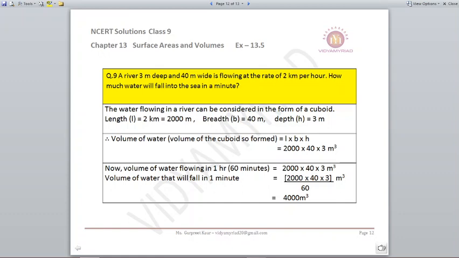Now here we are told the volume of water that is flowing in 1 hour. 1 hour means we are talking about 60 minutes. For 60 minutes, the volume of water which is flowing is 2000 into 40 into 3. But we need to find out for 1 minute. So we will be dividing it by 60. So your answer comes out to be 4000 meter cube of water will fall into the sea in 1 minute.